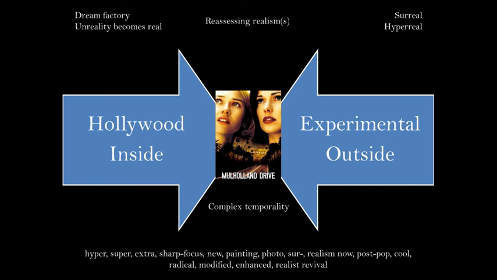Lippitt lists many types of realism, many realisms: hyper, super, extra, sharp focus, new, painting, photo, sur, realist revival, realism now, post-pop, cool, radical realism, modified, enhanced. There are a multitude of ways of encountering or trying to pin down what we think of as realism. The fusing of the real and its reference can equate hyper-reality with complex temporality.